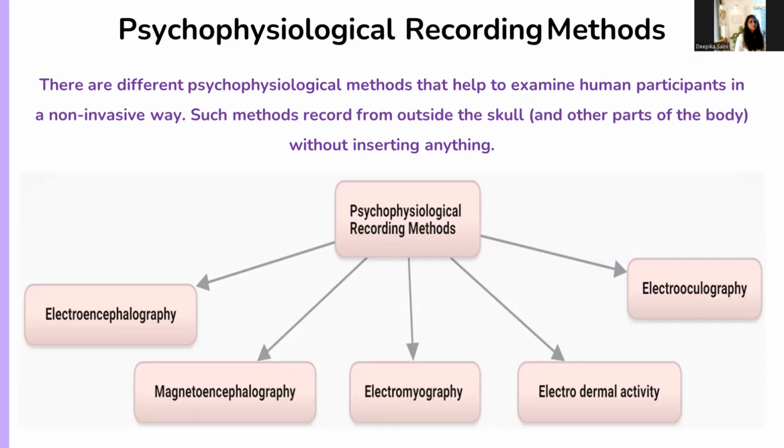Now, ablation and histological methods are both invasive. Why? Because they require you to cut certain parts of the brain or to take a tissue from the brain. All these things are necessary in those techniques. However, psychophysiological recording methods do not require any invasion.